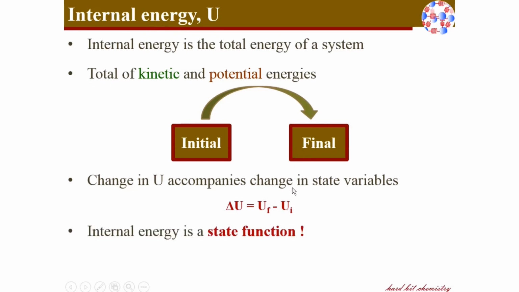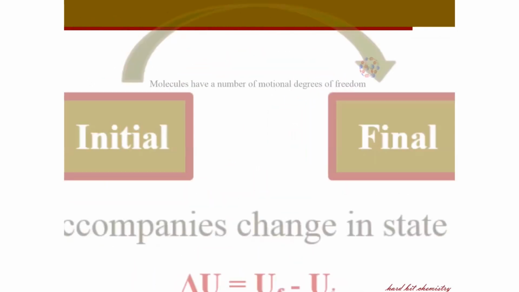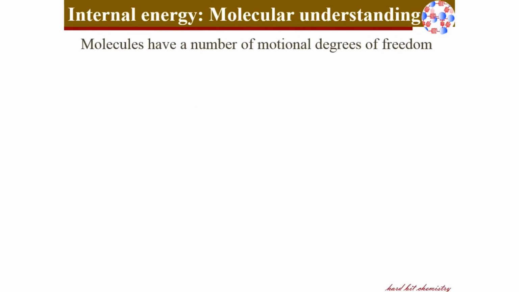That is, it is a state function defined by state variables, and internal energy is an extensive property. That is, the amount of internal energy depends on the amount of substance present inside the system. Whereas the molar internal energy per mole of the substance is independent of the amount of substance, that is, it is an intensive property. With this background, we move on to molecular level interpretation of internal energy.